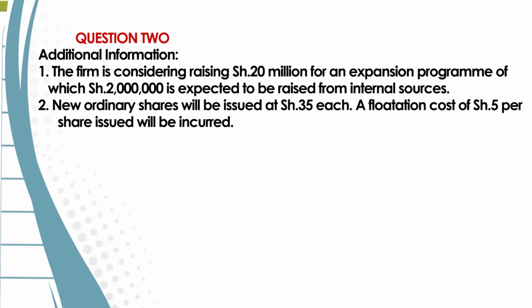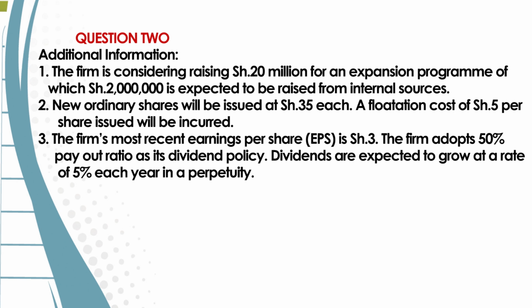Number two, new ordinary shares will be issued at 35 shillings each. A flotation cost of 5 shillings per share issued will be incurred. Number three, the firm's most recent earnings per share is 3 shillings. The firm adopts a 50% payout ratio as its dividend policy. Dividends are expected to grow at the rate of 5% each year in perpetuity.